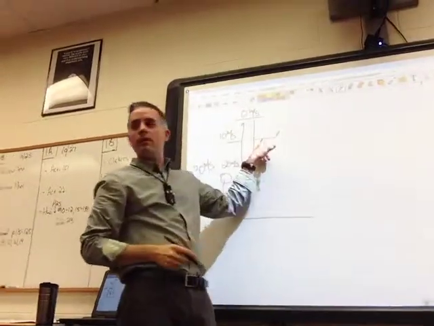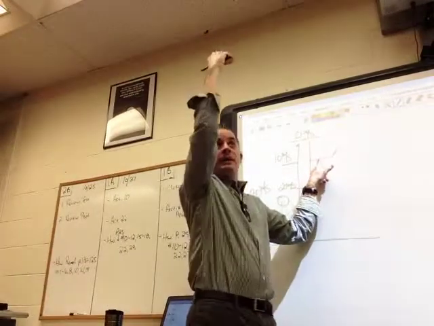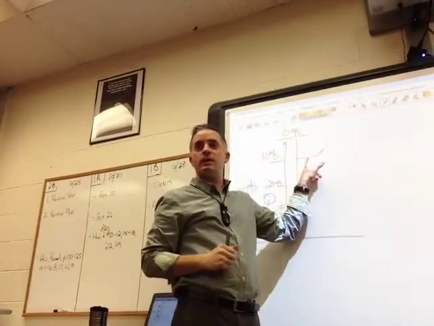Now, it's coming back down. What should its speed be? It's fallen for 1 second now. It's at the top, and now it's coming back down. What should its speed be?